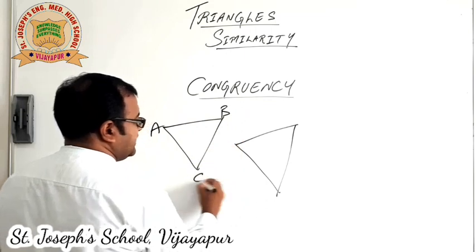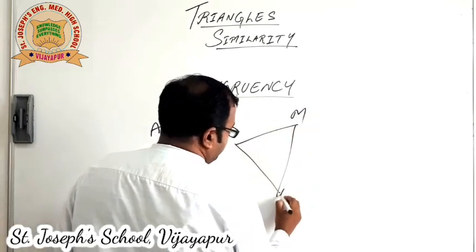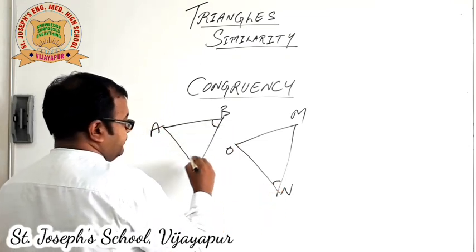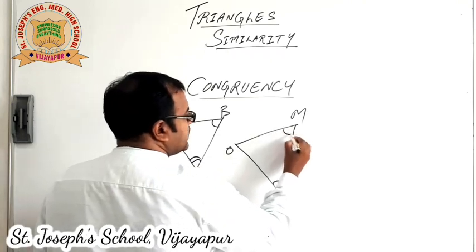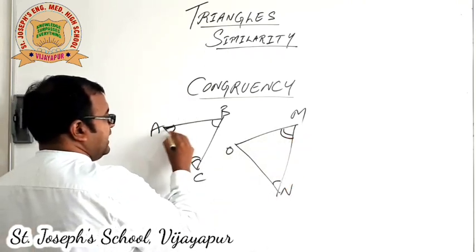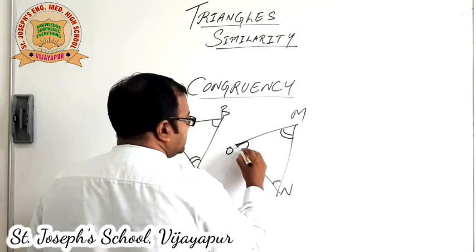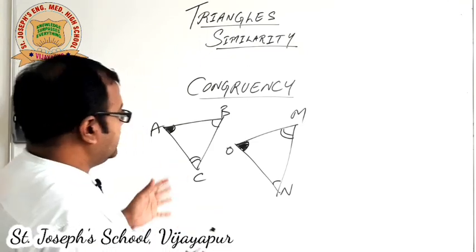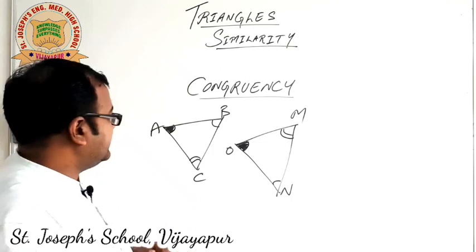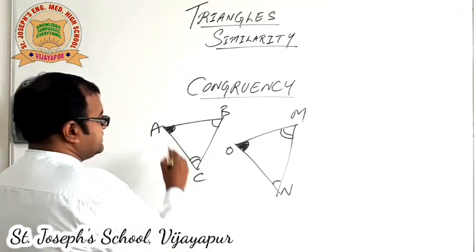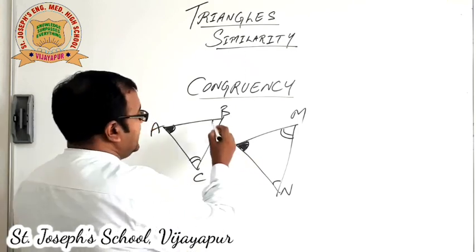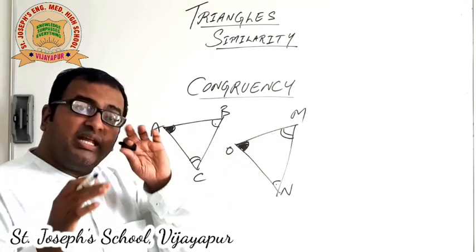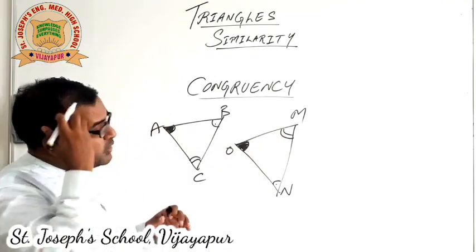Here ABC is one triangle, MNO is another triangle. Angle B is equal to angle N, angle C is equal to angle M, angle A, I am saying, is equal to angle O. In this case, let us try to understand which are equal, which sides are corresponding. See, if I talk about the angles, angle A corresponds to angle O, angle B corresponds to angle N, angle C corresponds to angle M. That is the corresponding angles which are equal. Now what are the corresponding sides?